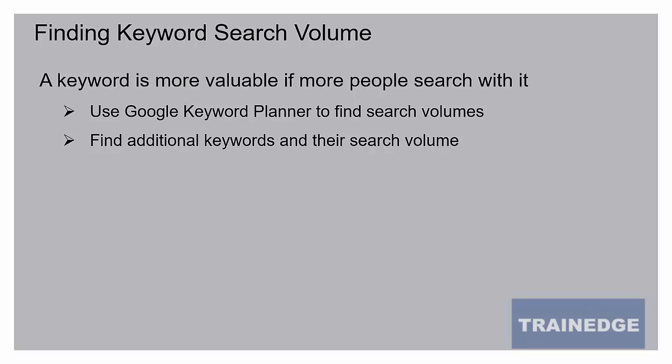So you can start with a basic keyword about your product, find its search volume, and find more related keywords in Google Keyword Planner and other tools, and then check their search volumes. So you can categorize and prioritize keywords based on the search volumes and see which ones make more sense for you to target.